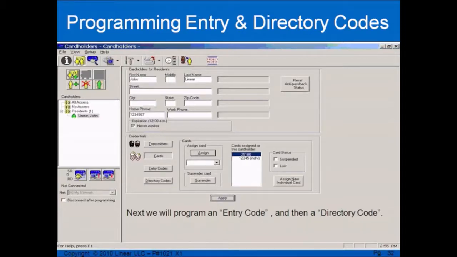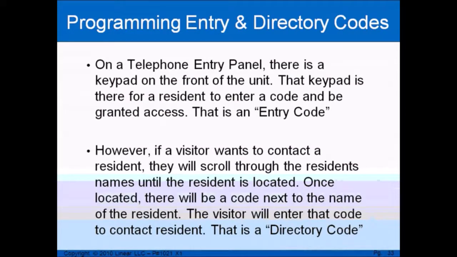Next, I need to program an entry code to this person. Here is the difference between an entry code and a directory code. A telephone entry panel has a keypad on the front. It is basically waiting for a resident to walk up and type in an entry code, for example 1234, and unlock the door. However, if a visitor wants to contact a resident, they will scroll through the names until they see the name they wish to contact, and there'll be a directory code just to the right of that name. For example, it might be Paul Jones 001. I would type in 001, and that panel would call the pre-programmed telephone number and put it into the database so I can let the resident in.